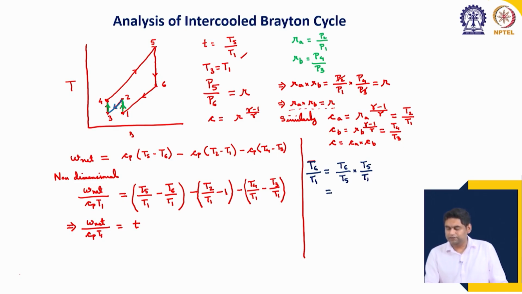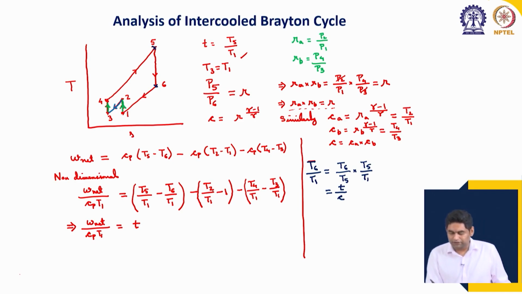Okay. What is T6 by T5? T5 by T6 we know is equal to r to the power gamma minus 1 by gamma. So, T6 by T5 is 1 by r to the power gamma minus 1 by gamma, which is 1 by C. So, in total then this becomes T by C. Okay. So, T minus T by C we will write here later.